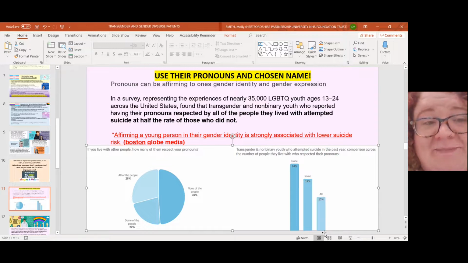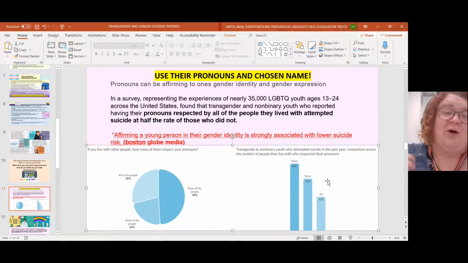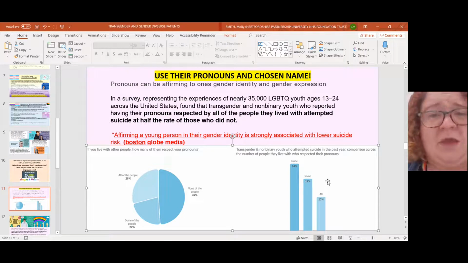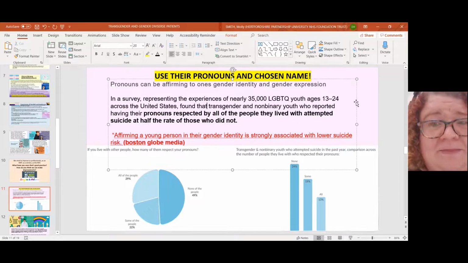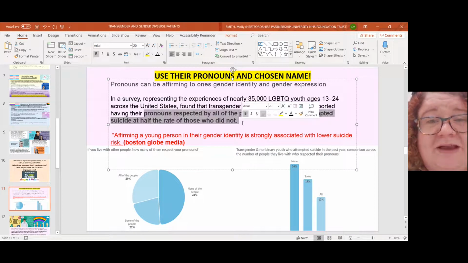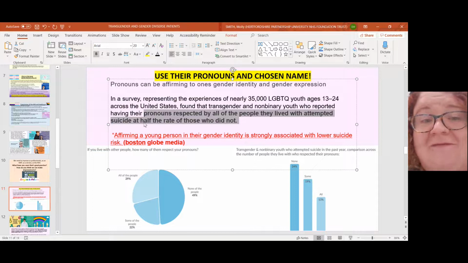Now, that doesn't mean to say that people whose pronouns are respected aren't going to attempt suicide, because they still live in a really hostile and discriminative society and have a lot of other difficulties up against them. But as you can see, there's a really strong correlation here: if we don't respect someone's pronouns, the suicide rate goes up. So what that shows is that those with pronouns respected by all of the people they lived with had half the rate of suicide compared to those who did not have their pronouns respected.